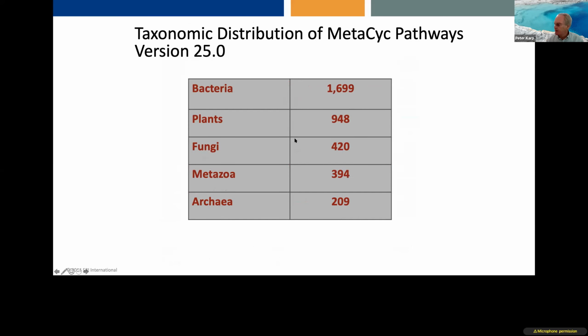And here's some information about the taxonomic distribution of Metacyc pathways. Most are found in bacteria. Plants are next most frequent, followed by fungi, metazoa, and archaea. These don't add up to 2,900 because a given pathway is sometimes found in more than one of these major divisions.